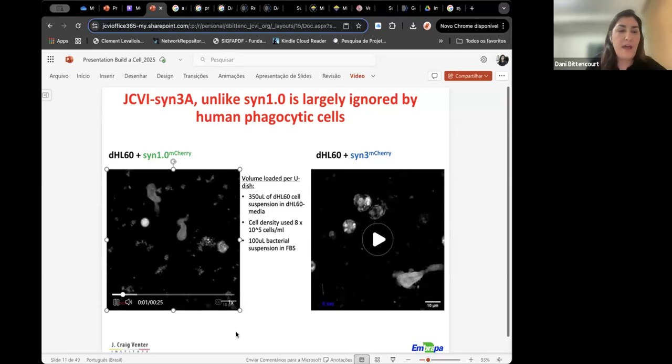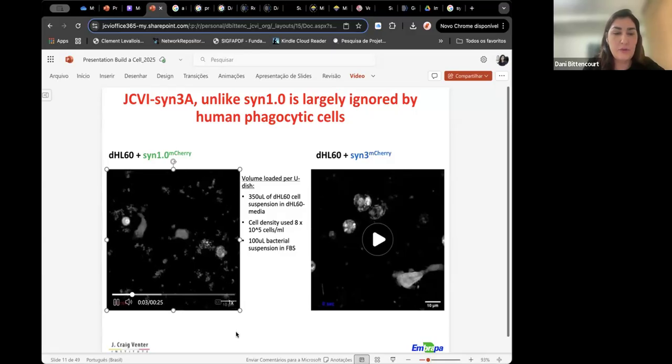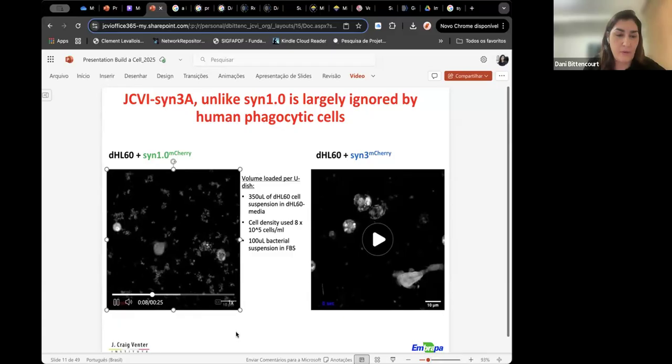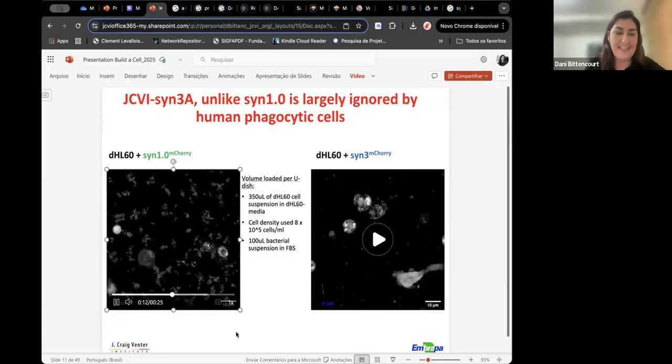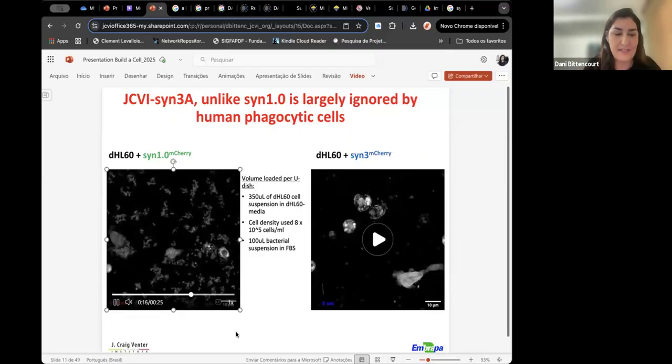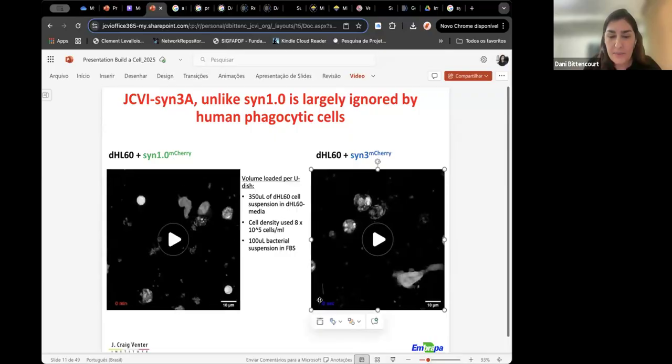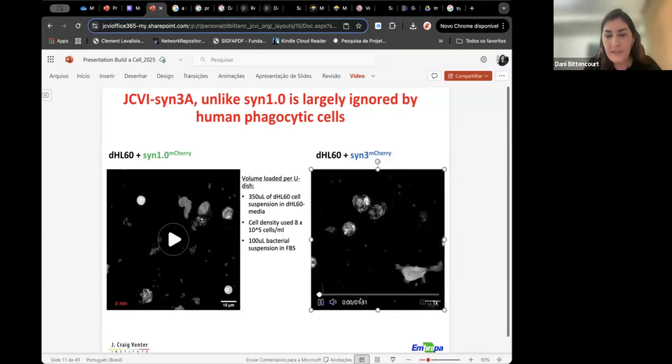Here we have HL-60 cells, which are neutrophil-like cells, cultivated together with the syn1. You see here that the neutrophils are kind of crazy, looking around and trying to reach for the syn1s. In the opposite way, for the syn3, here is our neutrophil cell. It's kind of okay. You were here. I don't bother about you.